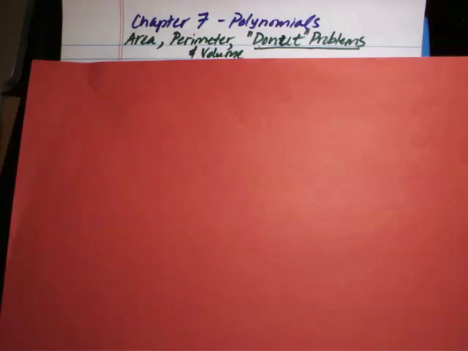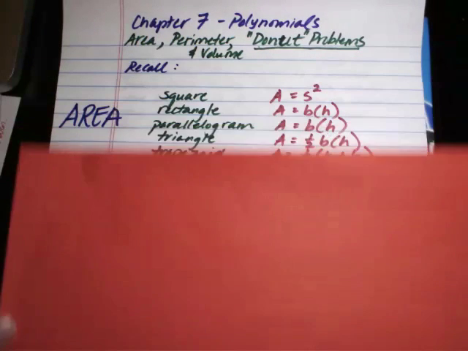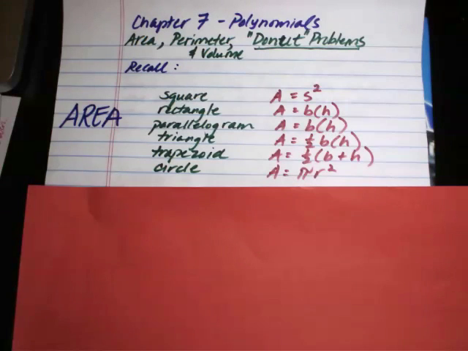Okay, today we're going to be going over all of the area, perimeter, and donut problems related to Chapter 7. And there's a reason why we call these donut problems, and you'll see in just a little bit. Okay, so first off, we want to review a few very important formulas.